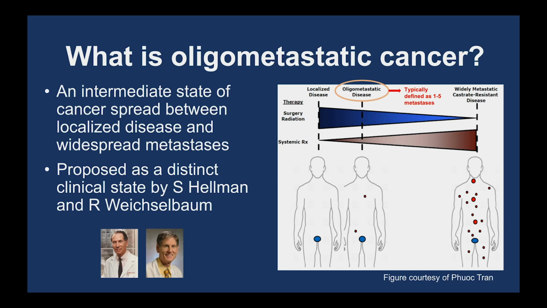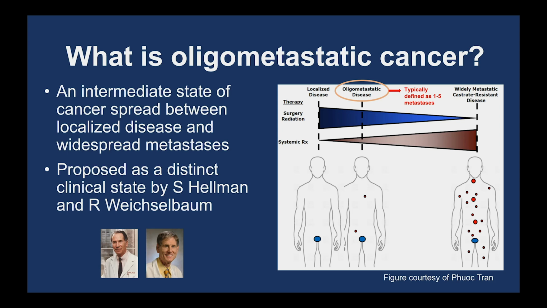Oligometastatic cancer was most popularly discussed by these two physicians at the University of Chicago, Sam Hellman and Ralph Weichselbaum, and was described as an intermediate state of cancer that was essentially between localized disease and widespread metastasis.